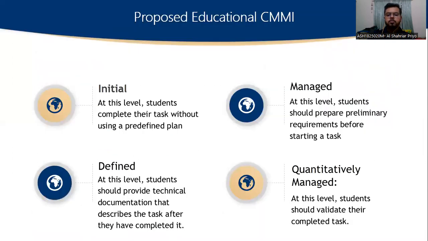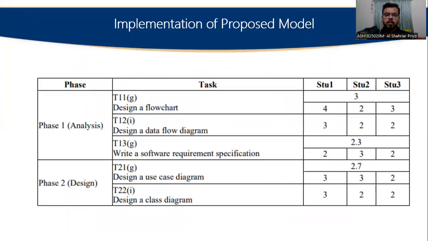And here is the proposed educational CMMI, which is quite modified. One is initial. Students complete their task without using a predefined plan. Then managed: at this level, students should prepare preliminary requirements before starting a task. Then defined: students should provide technical documentation that describes the task after they have completed it. And quantitatively managed: at this level, students should validate their completed tasks. That is the proposed model.